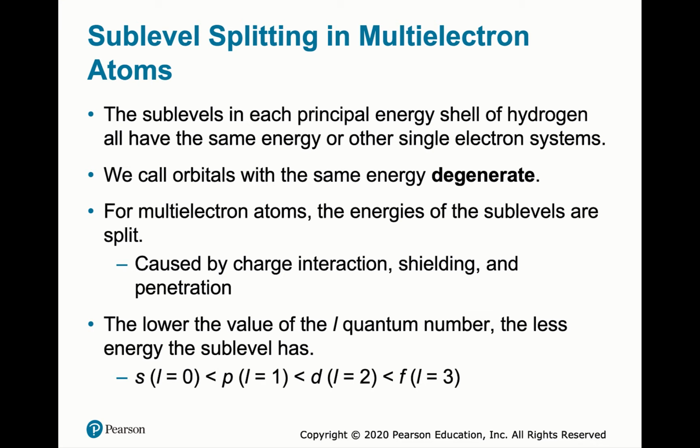So for many multi-electron atoms, the electron energy levels split, and there are a couple reasons for this. One of the main reasons, not necessarily in the book, is something called the Zeeman effect, but we can talk about that in a little bit. And the lower the value of the L quantum number, the less energy the sublevel has. And this is also another effect of what's called the Zeeman effect.